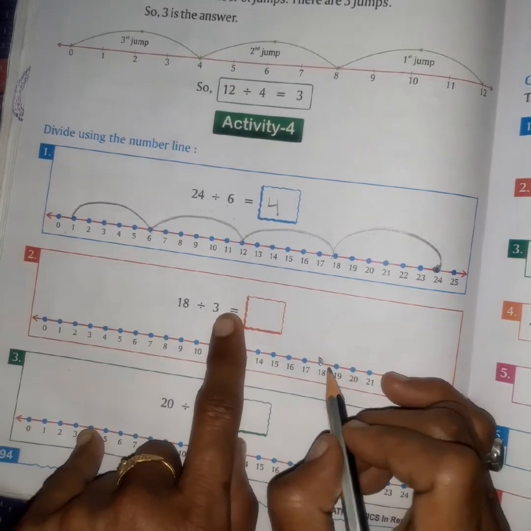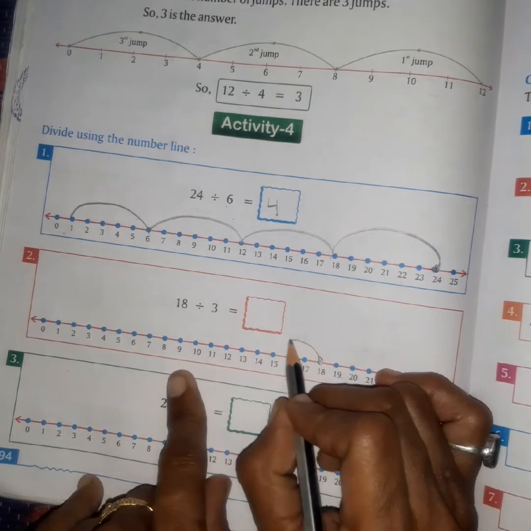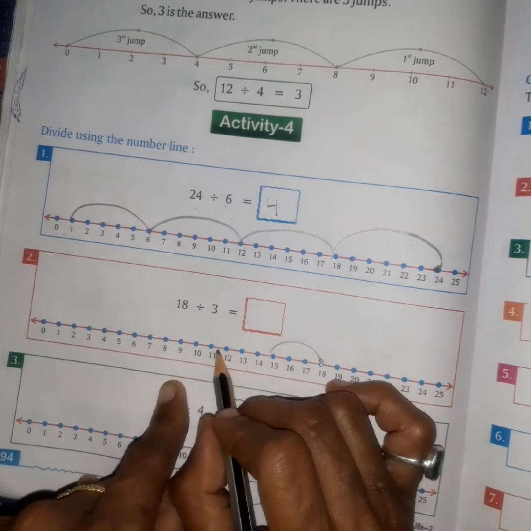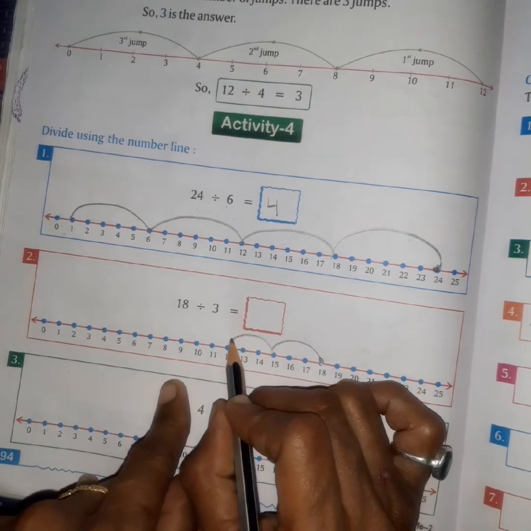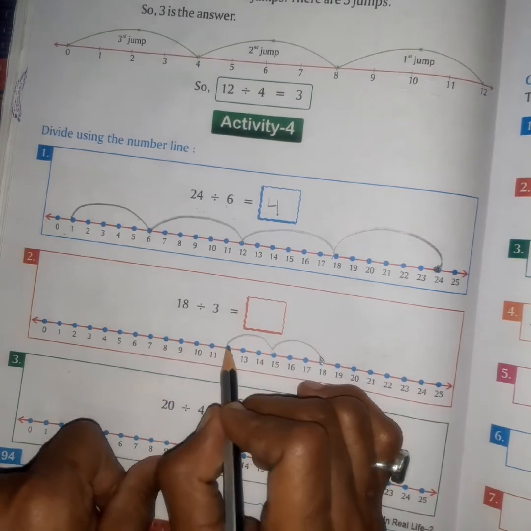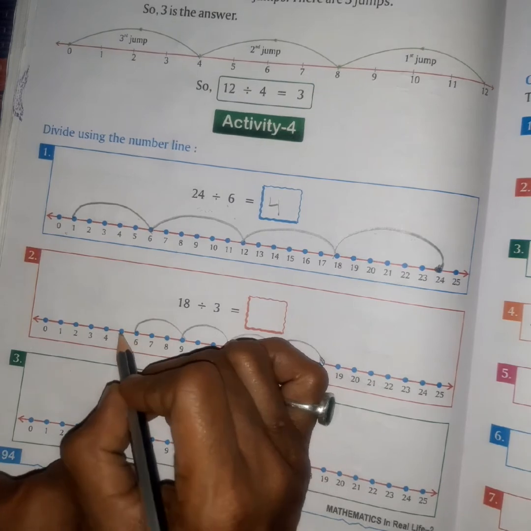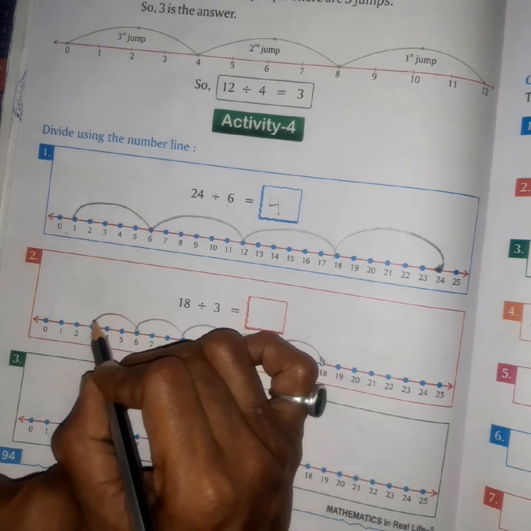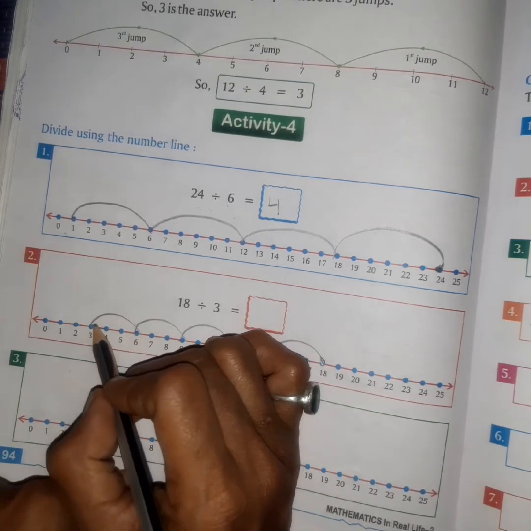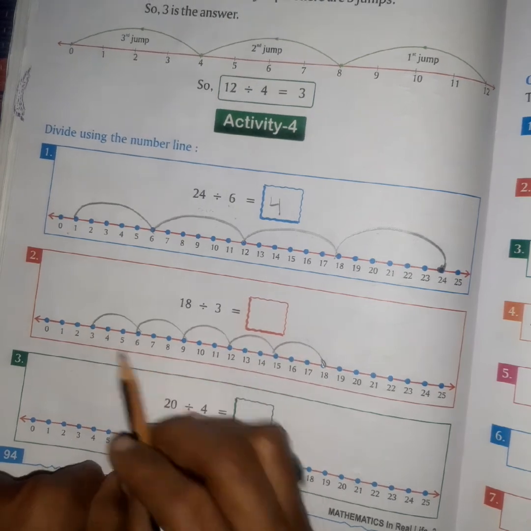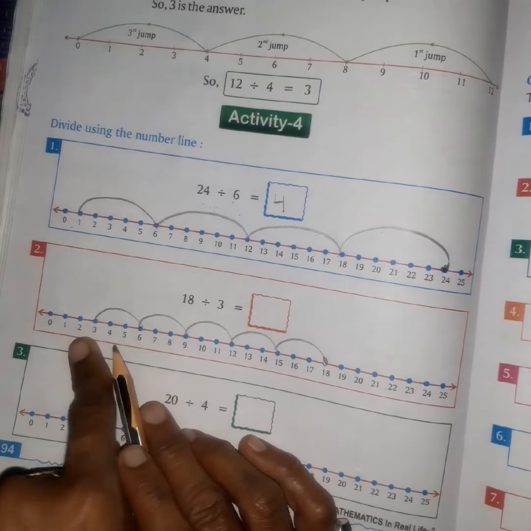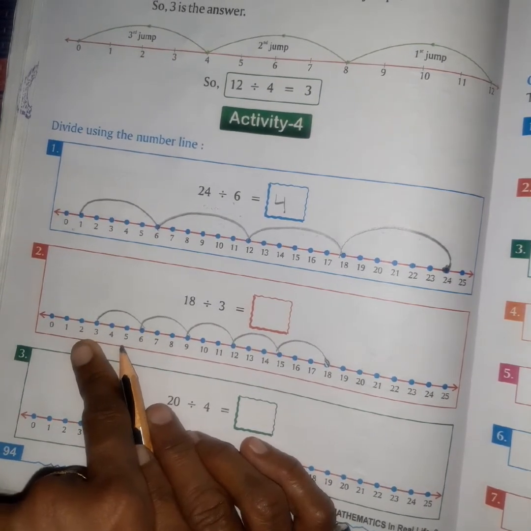Here we start jumping from 18. And 3 we will jump. 1, 2, 3. 1, 2, 3. 1, 2, 3. 1, 2, 3. 1, 2, 3. 1, 2. Yes. We will start jumping. How many times we have jumped?